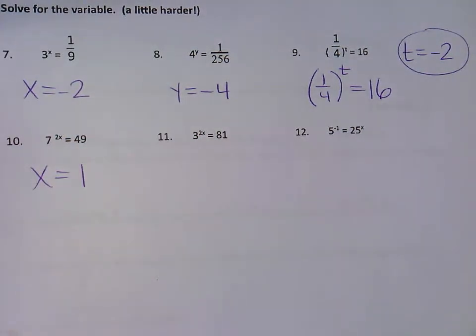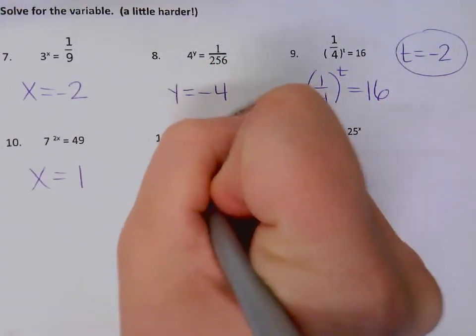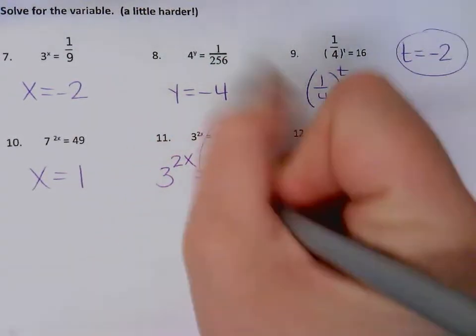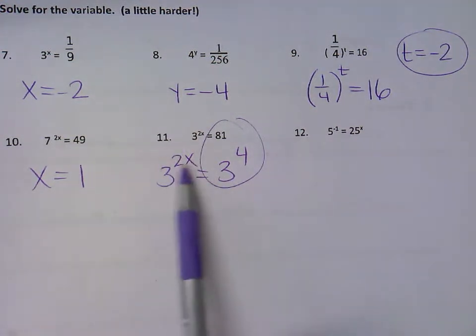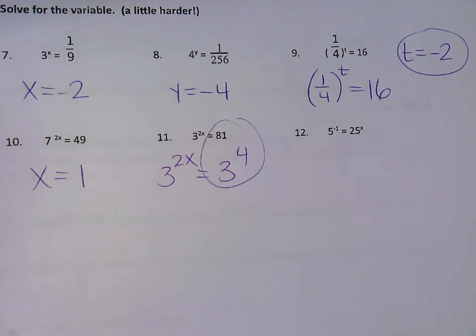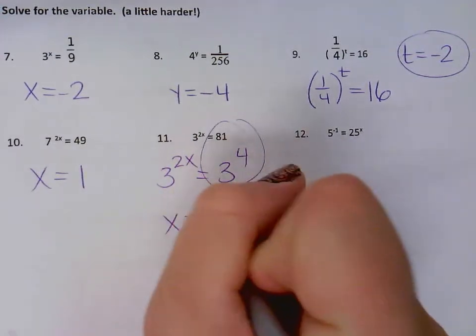All right, 3 to what power is 81? 3 times 3 is 9. Times 3 is 27. So times 3 is 81. So 3 to the 4th. So really what you're doing in your head is you're bringing the 81 down to the base of 3 that you can recognize. So then if 2x has to equal 4, what does x have to equal? X would have to equal 2 to make it true.